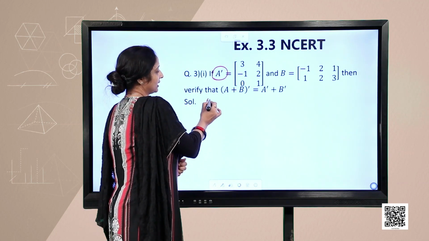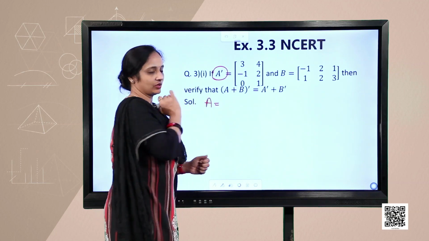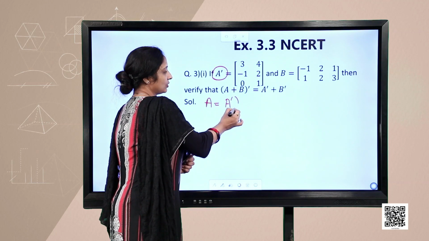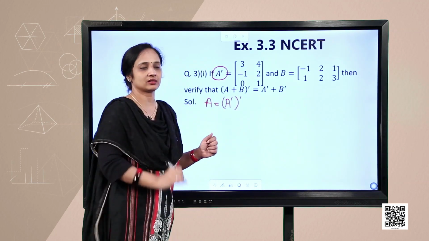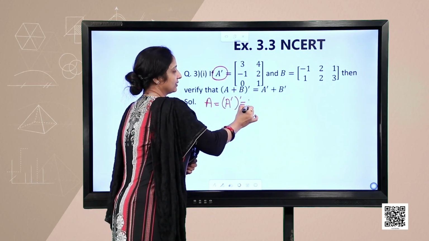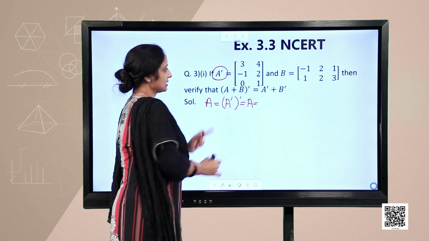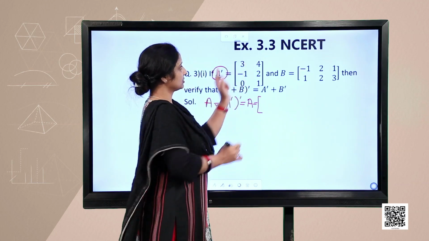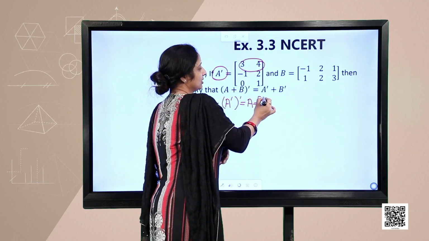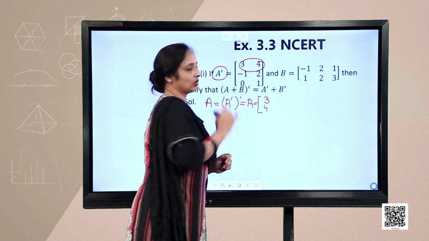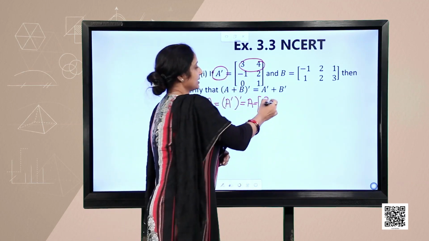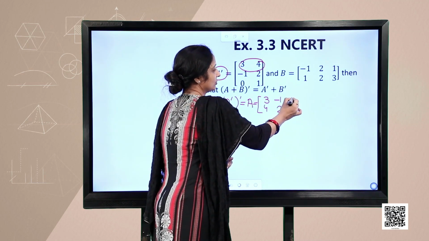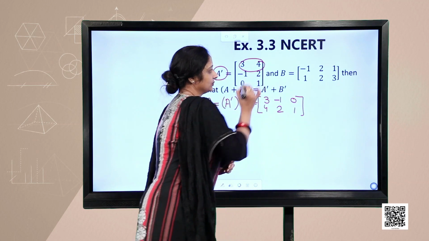Let me first get the matrix A. How can we do so? We have already learned one property, that the transpose of a transpose of a matrix is going to give me matrix A. That means I am going to take the transpose of this matrix. For that, this R1, 3 4, will be made as column 3 4. The next row will become the next column and the last row will become the last column.